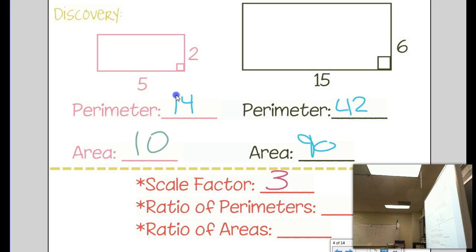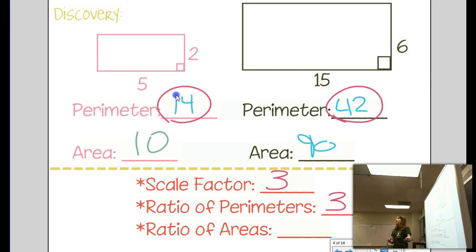Now, here. When I say the word ratio, you should immediately think division. A ratio just means to divide. So, if I want to know the ratio of the perimeters, I want everyone to divide these right now. 42 divided by 14. Go. What are you getting? 3. So what do you notice about the ratio of the perimeters and the scale factor? They are the same.